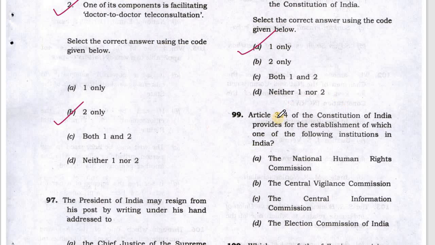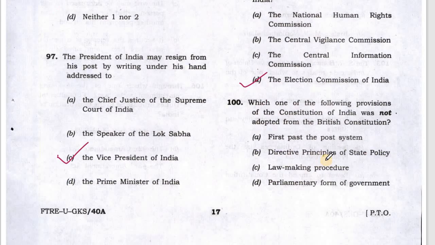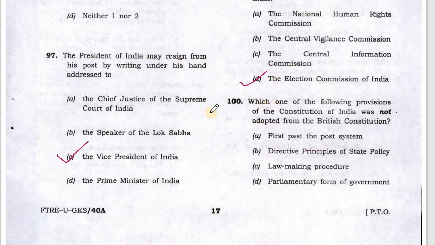Next, Article 324. So this is related to the Election Commission of India. So D will be the correct here. Question 100: which of the following provisions of the Constitution of India is not adopted from the British? So this is the Directive Principles of State Policy. This is from Ireland.